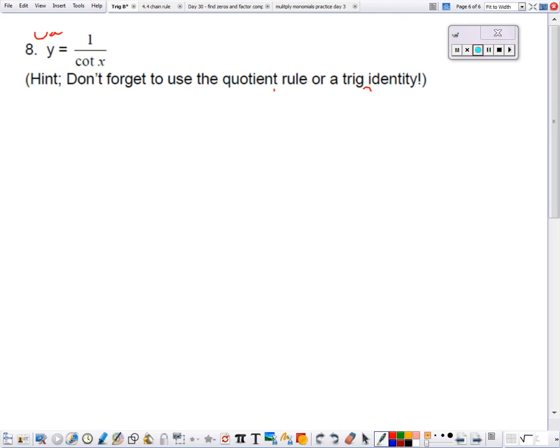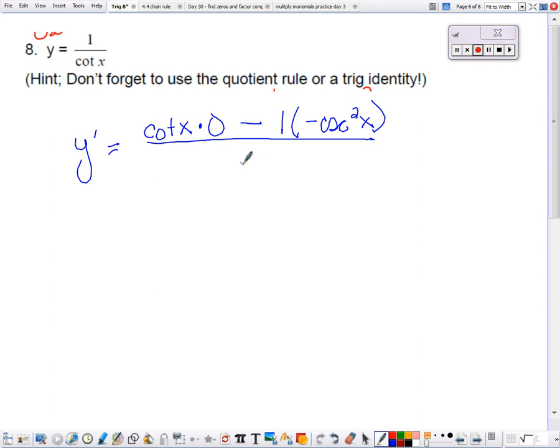So the quotient rule says the denominator times the derivative of the numerator minus the numerator times the derivative of the denominator all over the denominator squared. Or, if you remember, low d high minus high d low over low low. So now let's simplify that.